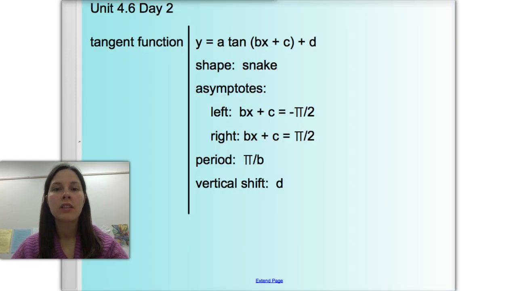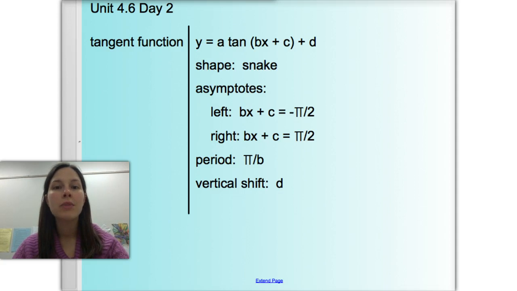Taking a look at transformations for tangent and cotangent, the tangent function, again, the shape is like a snake over and over and over. The asymptotes will occur, so it's kind of like when we found the left endpoint and the right endpoint for the sine and cosine. We're finding the asymptotes, and then the snake graph will be in between the asymptotes. So you would set what's in the parentheses equal to negative pi over 2. Remember, when we graphed tangent, we graphed from negative pi over 2 to pi over 2, and that was one full snake. The right endpoint will occur when you set what's in the parentheses equal to positive pi over 2.